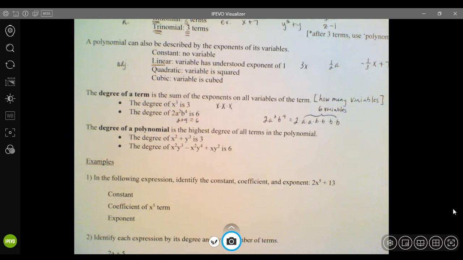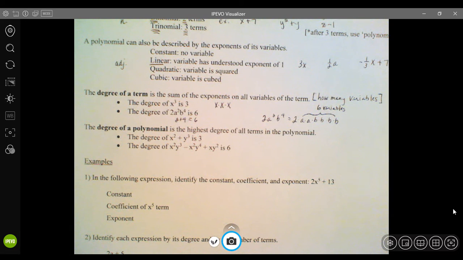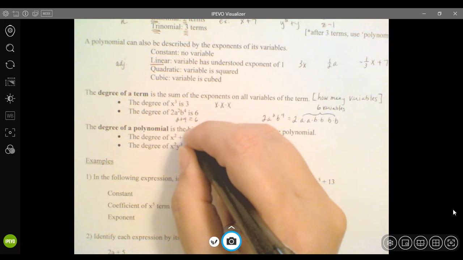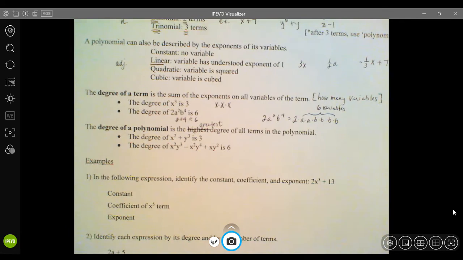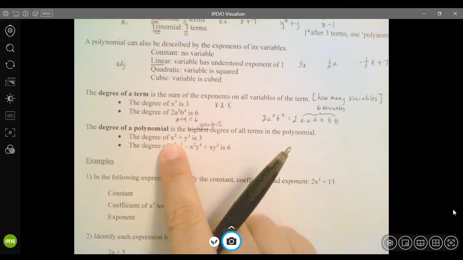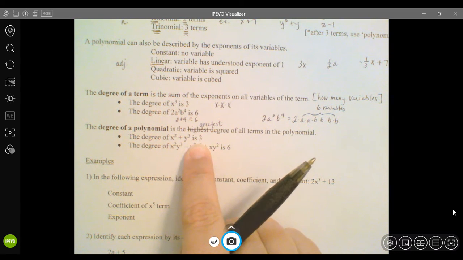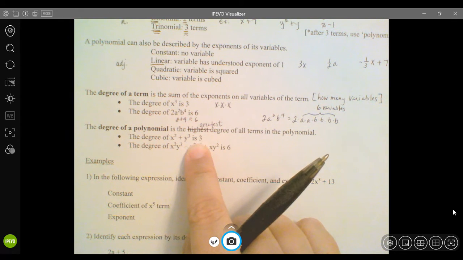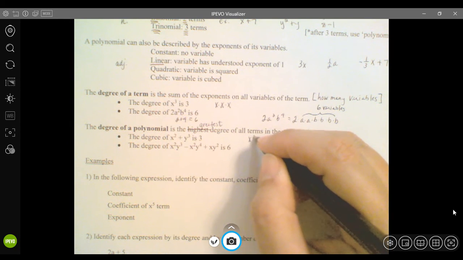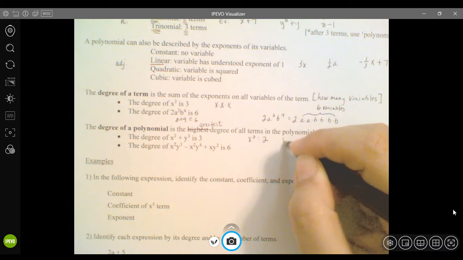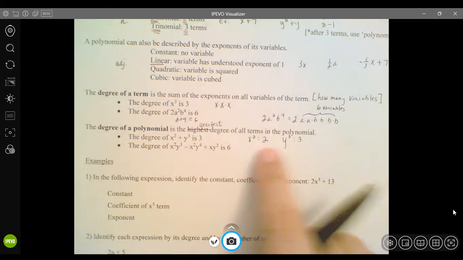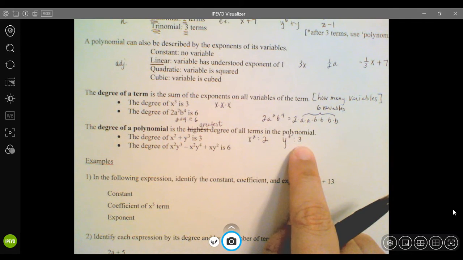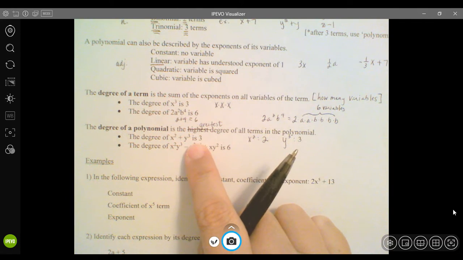The degree of a polynomial is the highest degree, the greatest degree. Doggone, that's what I should say. It's the greatest degree. The degree of x squared plus y cubed is 3. Here's what you need to think to yourself. The degree of x squared is 2. The degree of y cubed is 3. What's the greater number of the two? 3. So the overall degree is 3.